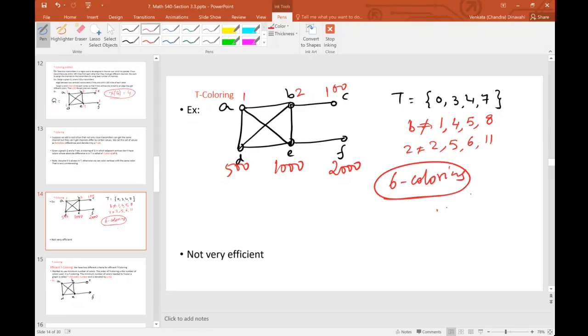This is not very efficient. This is certainly a T coloring, that's for sure, because you satisfied the definition, but this is not very efficient. What is the meaning of efficiency here? You used 1, 2, 3, 4, 5, 6 different colors. If you can do with a smaller number of colors, that is efficient.